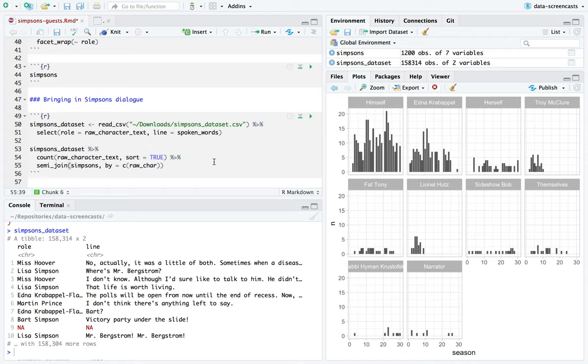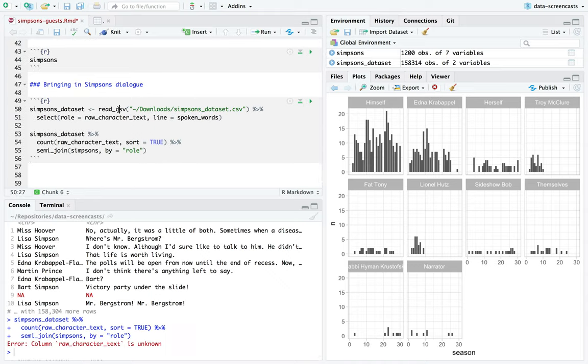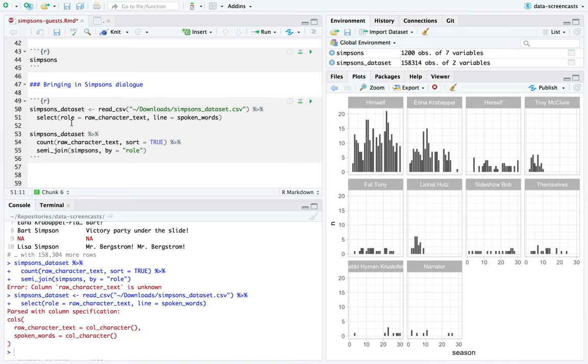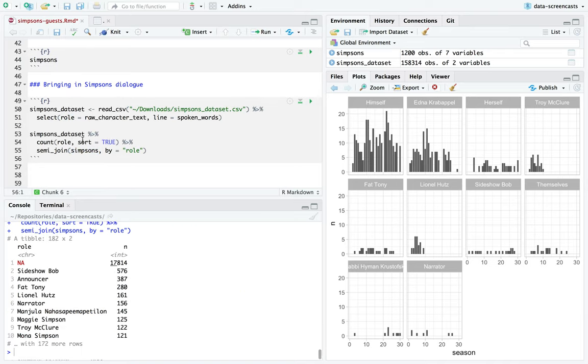All right. And then I say, let me see, raw chart equals, we can do by role. Here it is. Count role. All right. We have lines from people like Sideshow Bob, Fat Tony, Lionel Hutz. Where's Troy McClure? There it is. All right. So Sideshow Bob appears in fewer episodes but has more lines.